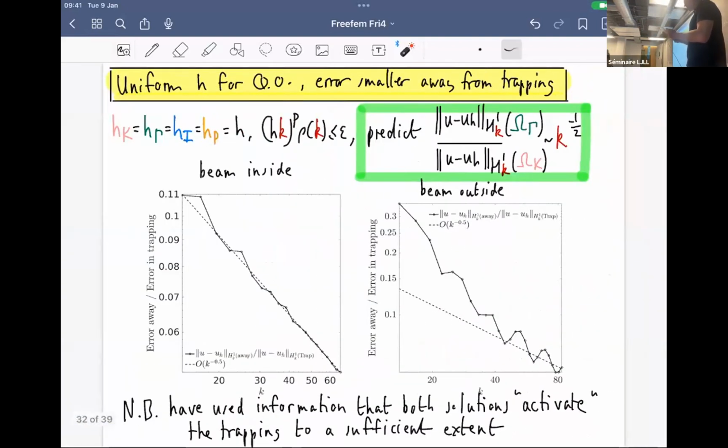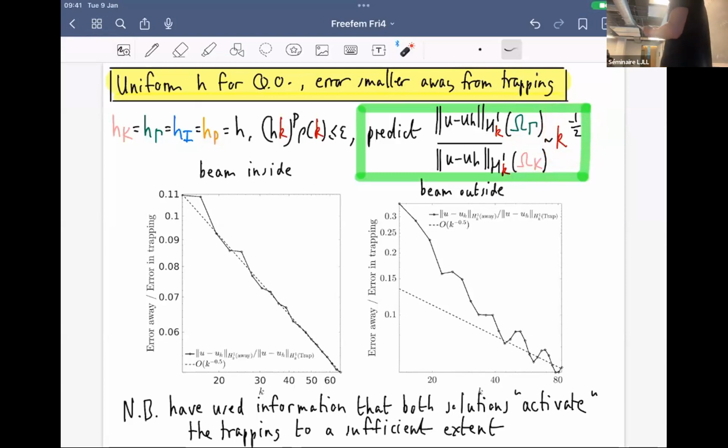Here I said, okay, so one of the first tasks we set out to explain was, is the error smaller away from trapping when you have a uniform mesh width? Our theory, when you input all this stuff and turn the handle, says you expect the error in the visible region divided by the error in the trapping to go down like k to the minus half in this particular setting.